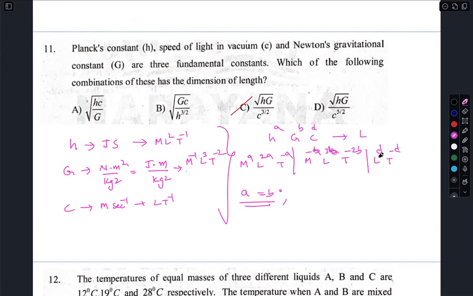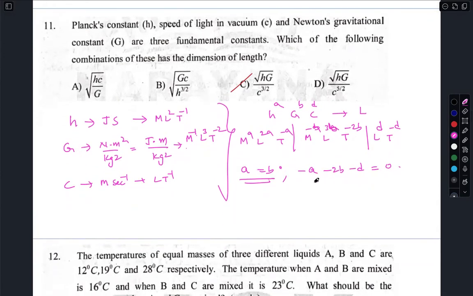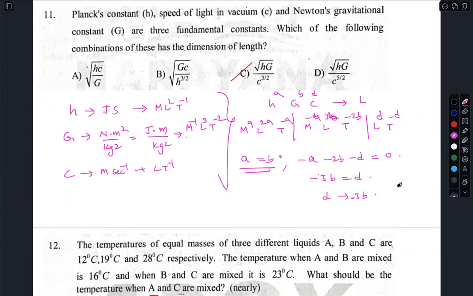And time is there in every equation. Minus A minus 2B minus D is equal to 0. Just please confirm whether my steps are right or not. You said A is equal to B actually. So therefore, minus 3B is D. So therefore, D I got minus 3B. Yes. Right. Okay, right. Anything else?